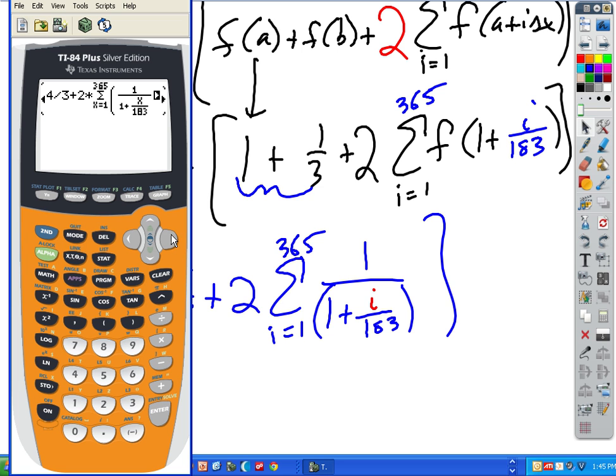Okay, so let me just scroll back so we can see the whole thing, just to make sure. The sigma part looks good.